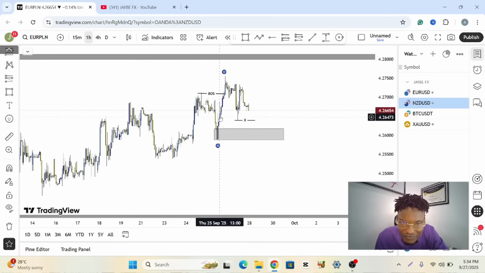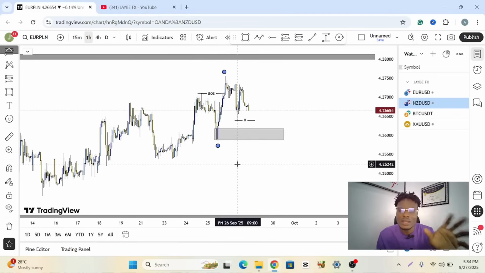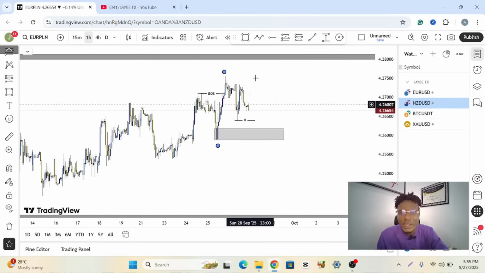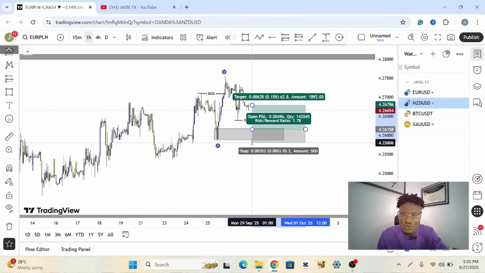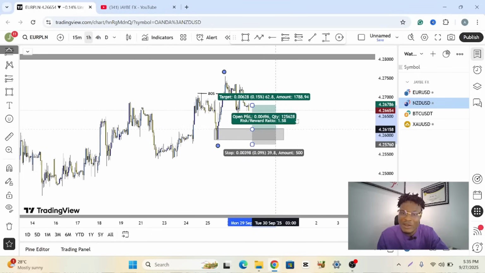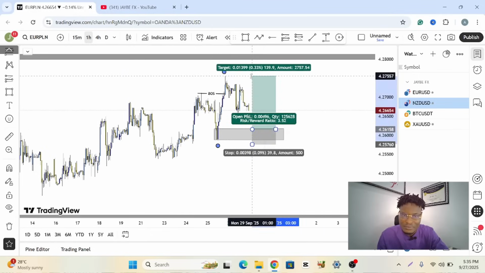There is no valid fair value gap. We only have break of structure. The more there are no things that will make you verify a valid setup, the lower the setup becomes. But again, this is a valid setup. It's still valid, but not a high probability one. So where do you target? You target the high of this market, like this.